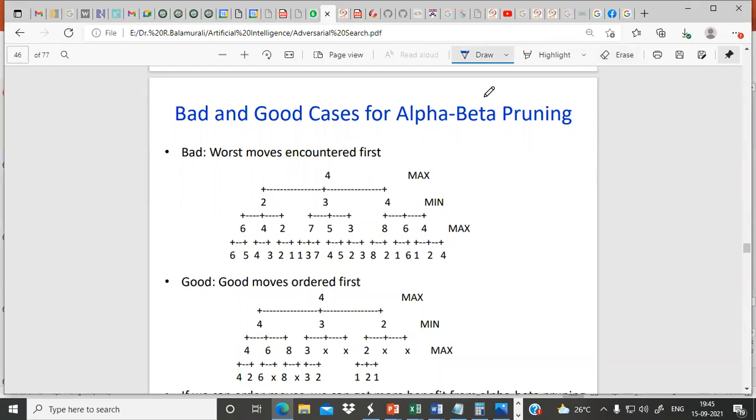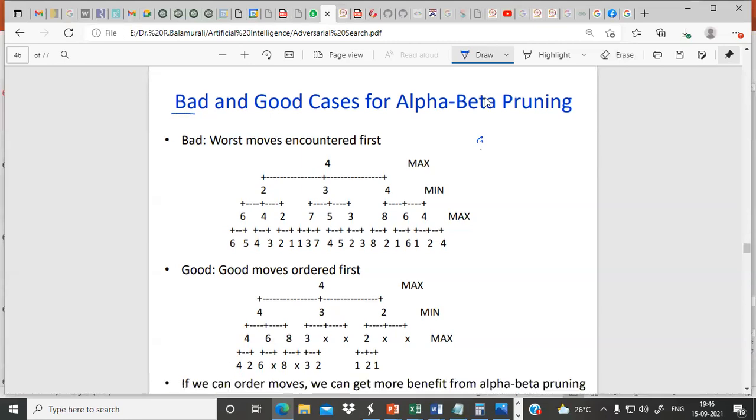So in the last lecture, we discussed alpha beta pruning. We'll continue with our discussion. We have discussed that with alpha beta pruning, the time complexity that we can achieve is order of b to the power m by 2, right? So this is what we have discussed, but there is a catch here.